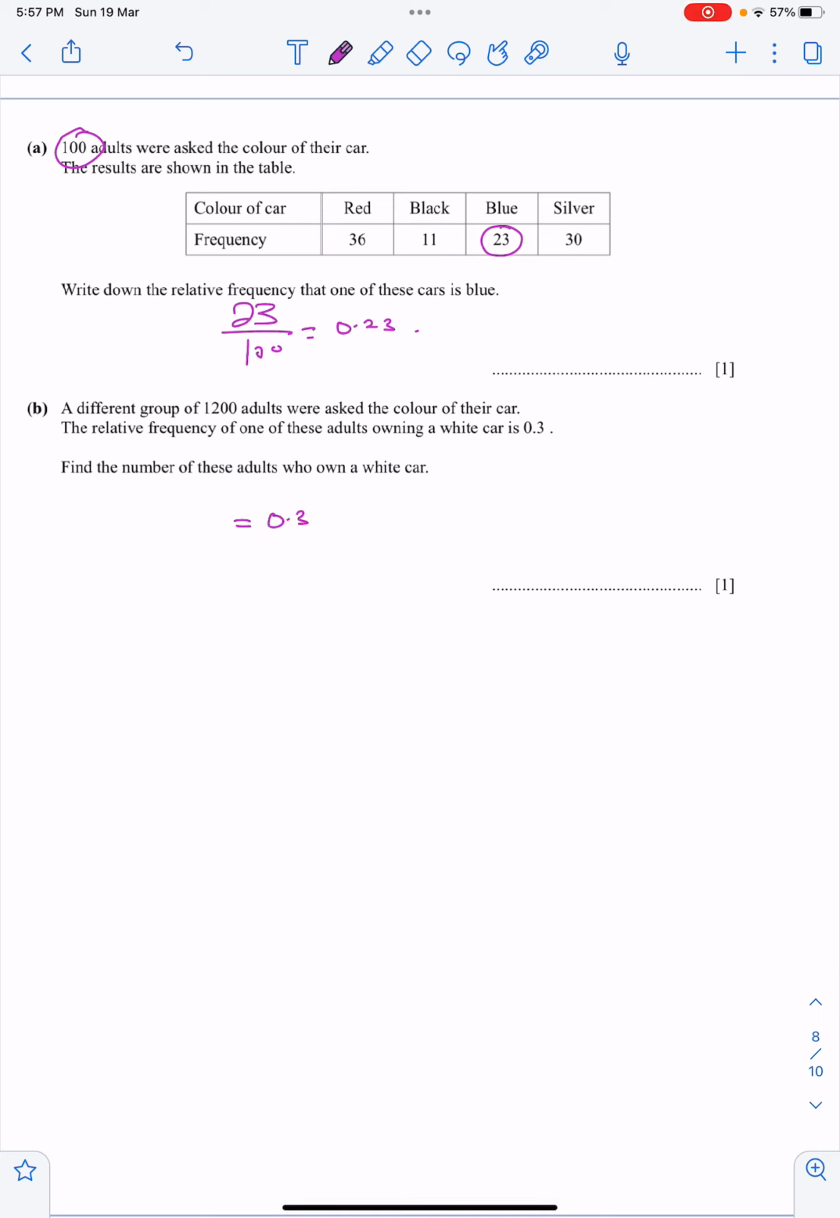Relative frequency: number of adults who own a white car, we don't know how many, out of 1200. Cross multiply and solve, you get 360 as the final answer. That means out of 1200 adults, 360 own a white car. Which formula are we using? We're using individual frequency divided by sum of all the frequencies as the relative frequency.